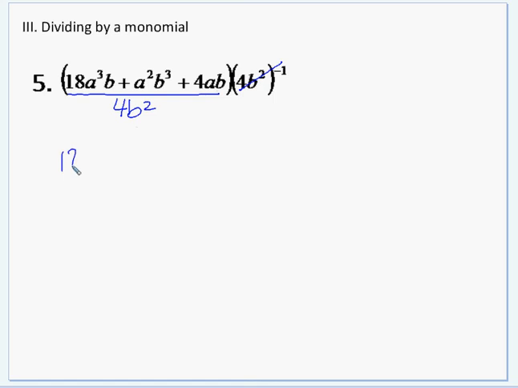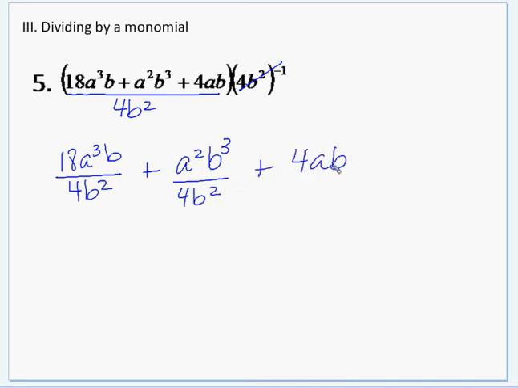So you're going to have 18a cubed b all over 4b squared. Then you're going to have a positive a squared b cubed all over 4b squared. And then your last term will be a positive 4ab all over 4b squared. And then you're just going to treat each of these individually.